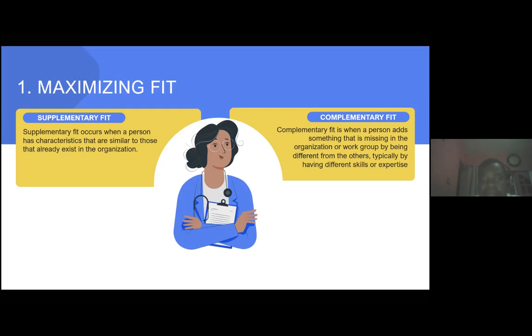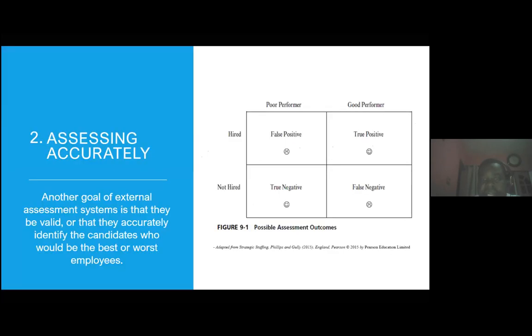So we're going to look at other external assessment goals. So, assessing accurately. In assessing accurately, the method should be valid and it must accurately identify the best and worst job candidates. To accomplish this, the HR team must ensure that appropriate and valid tools are in place to conduct the assessment for the job.